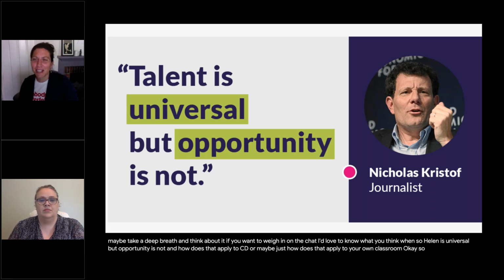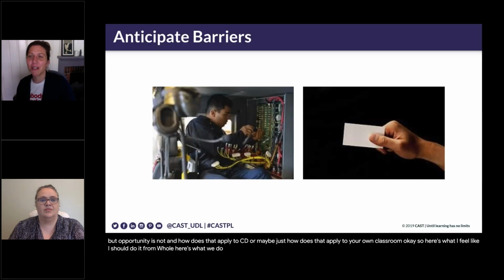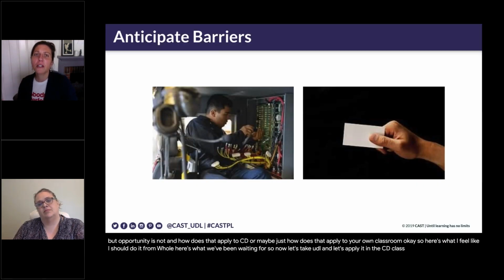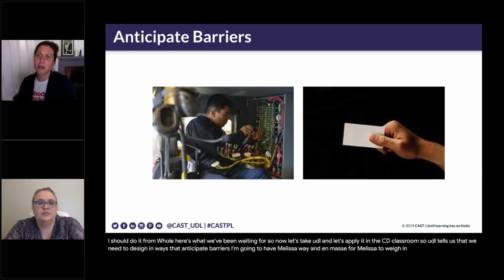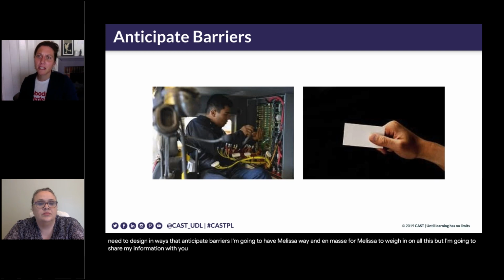Okay, so here's what I feel like I should do a drum roll. Here's what we've been waiting for. So now let's take UDL and let's apply it in the CTE classroom. UDL tells us that we need to design in ways that anticipate barriers. I'm going to ask Melissa to weigh in on all this, but I'm going to share my information with you. So physically, in the physical classroom, we need to design so that we're anticipating barriers, right? And then I'm also going to talk about the remote classroom.